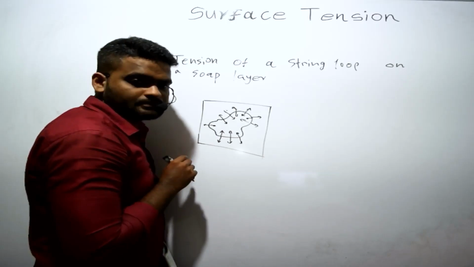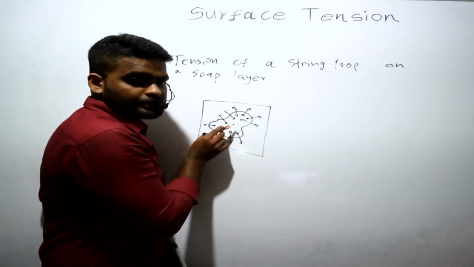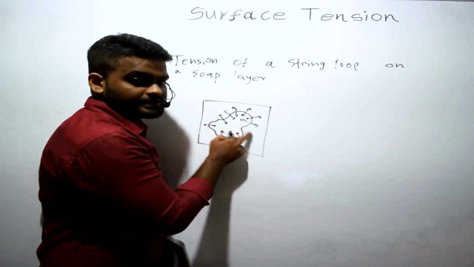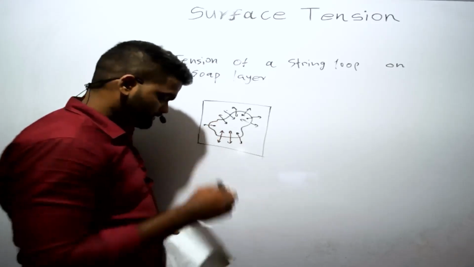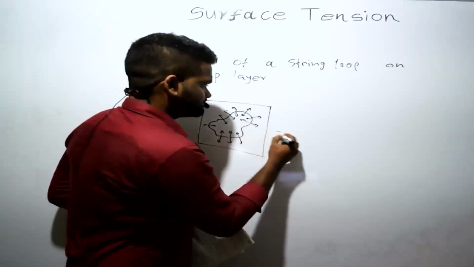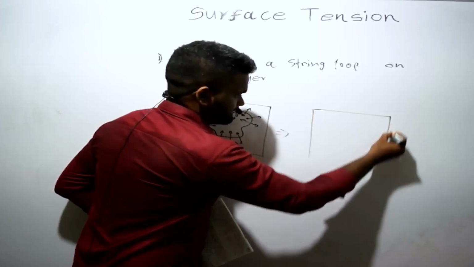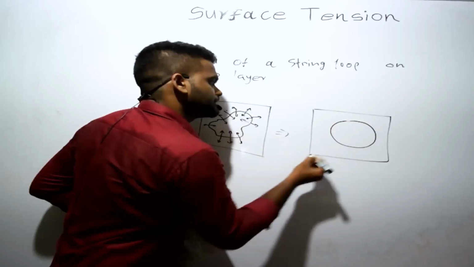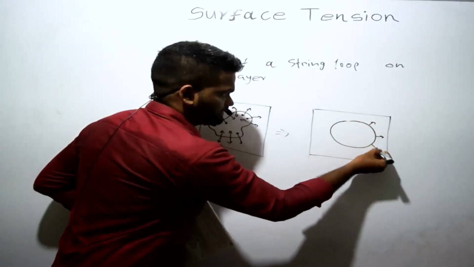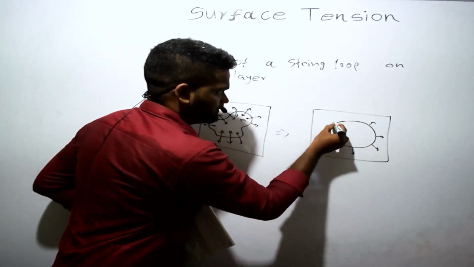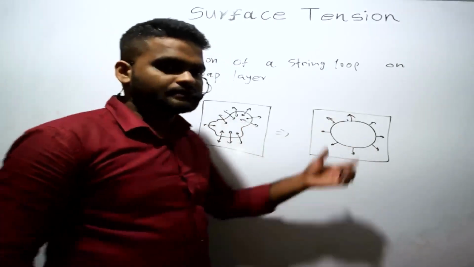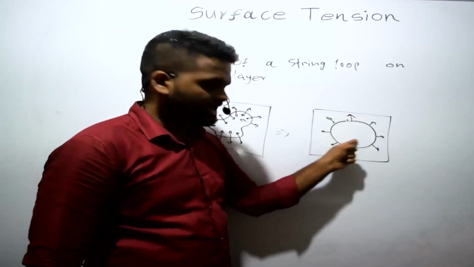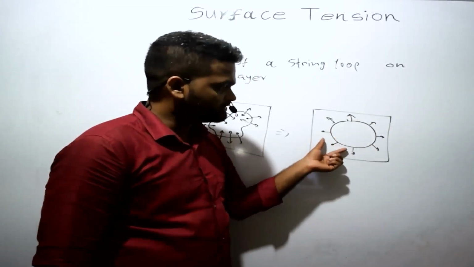Then what do you do? In the middle part, you puncture this. This part, you remove. Then soap is only at the outside of the loop. Then what happens? This string takes a spherical shape. Why? Now the surface tension forces are present only outside. Inward forces are gone. Here now it is air. Outward only there's a soap layer.